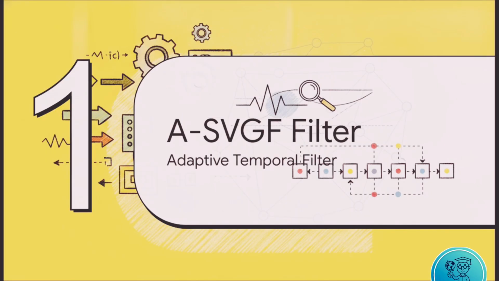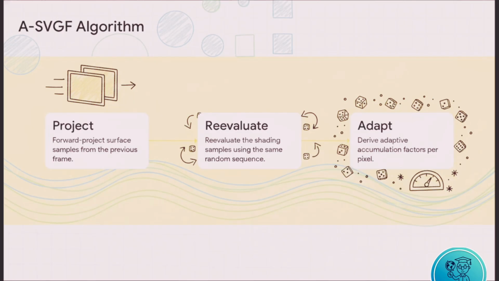Section 1. Introducing Adaptive Temporal Filtering. To solve this exact smudging glitch, the researchers developed something called ASVGF. And it relies on a smartly optimized algorithm that repurposes just a tiny fraction of the overall shading budget to sparsely sample and reconstruct what's called the temporal gradient.